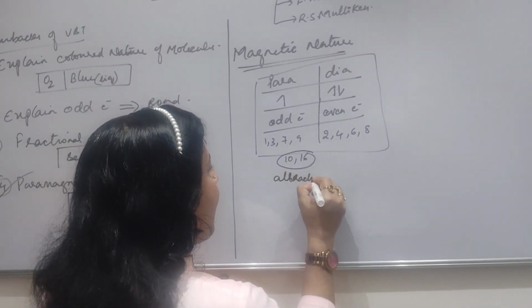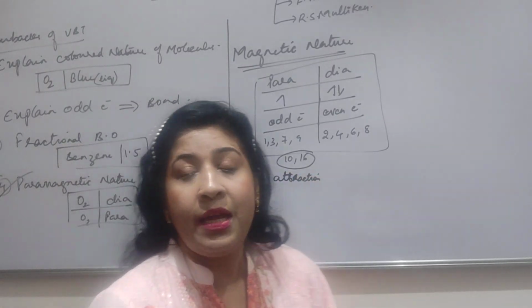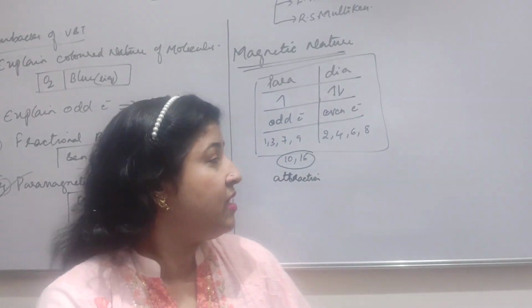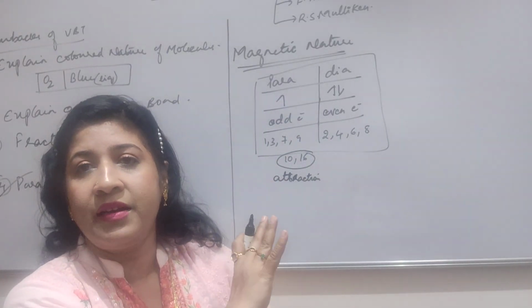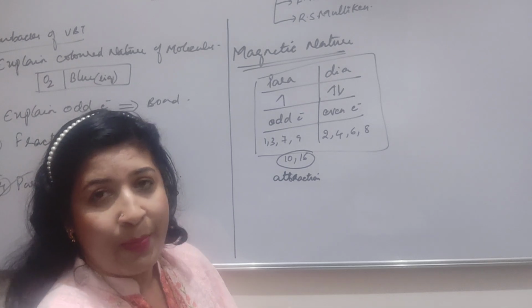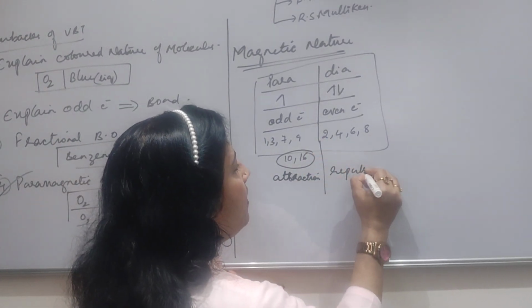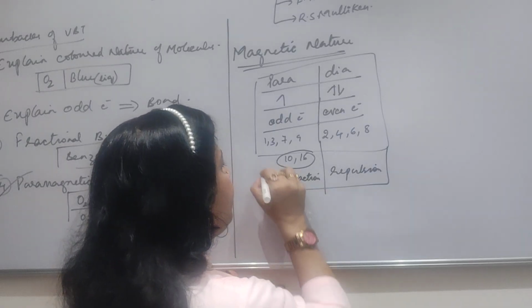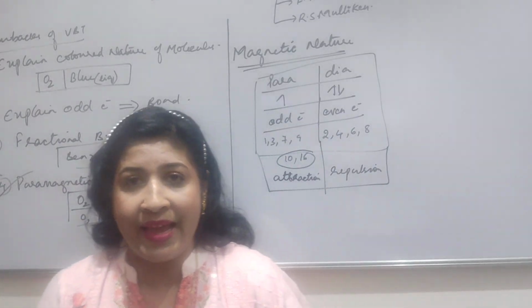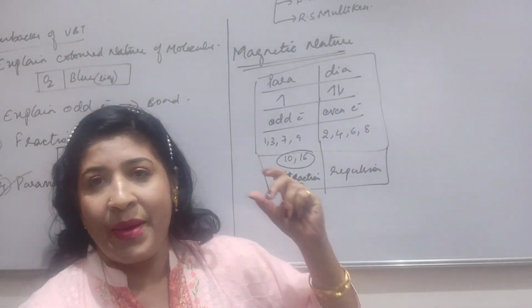Okay, they get attracted to the magnetic lines. When the magnetic lines of the molecule get attracted in the magnetic field, it is known as paramagnetic, and when they are repelled in the magnetic field, then they are known as diamagnetic.